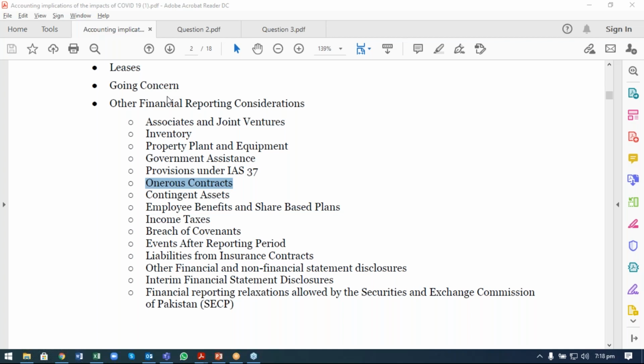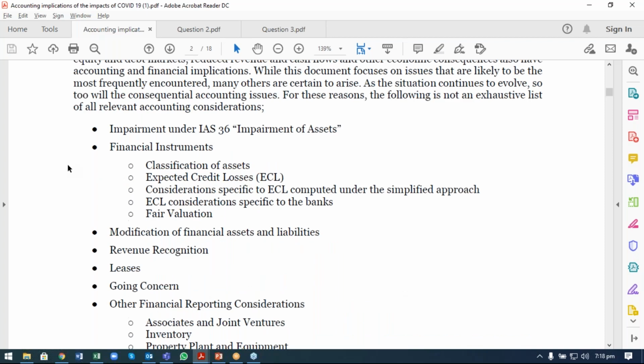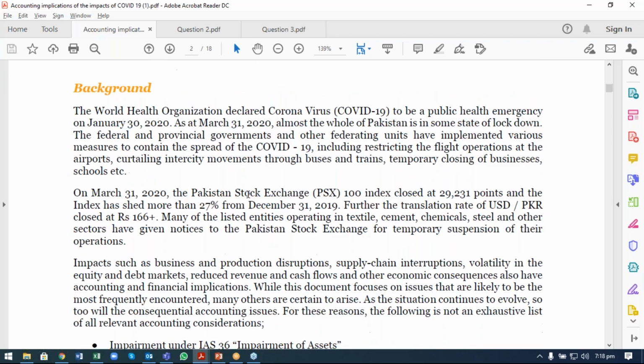If you have listened about it, you can even see in this document that the Pakistan Stock Exchange has declined; the KSE 100 index has shed more than 27% from December 2019. There is a decline of 27% in trading even just in the Pakistan Stock Exchange, and you can look at this impact across the globe, right? So the fair value automatically has declined due to the adverse movement within the stock exchange.